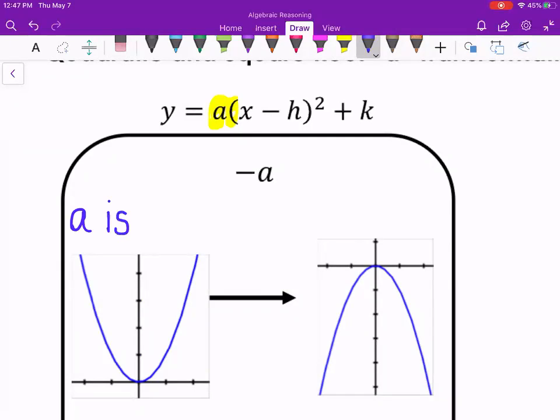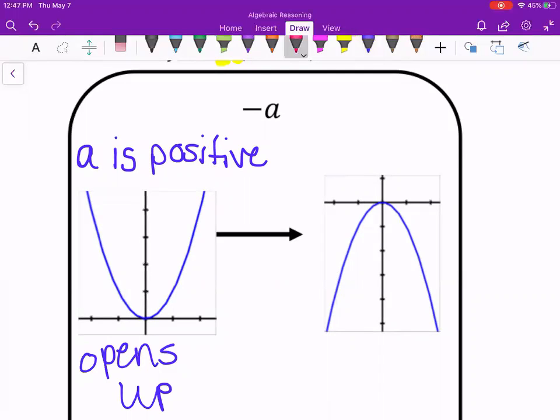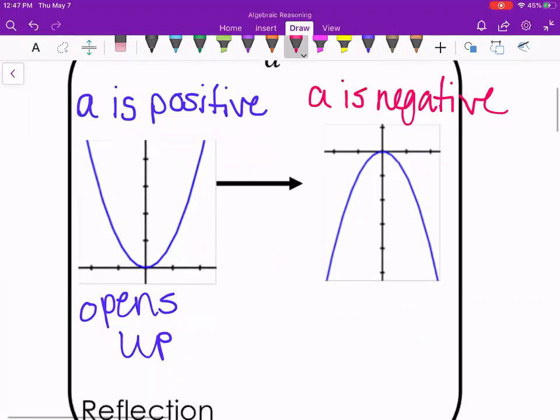When A is positive, that's when you have the graph that opens up. Okay, the positive version of that number tells us that the graph opens up. Now, when that A becomes negative, A is negative, that's what makes the graph open down.